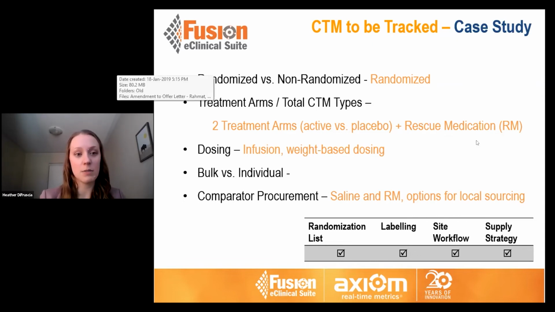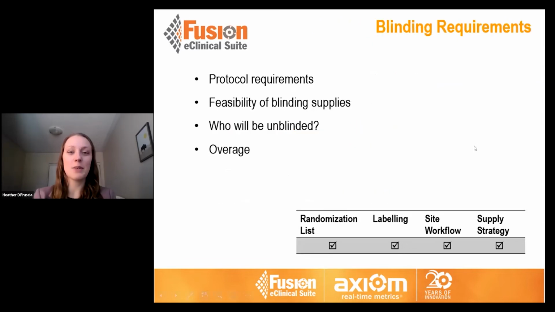Okay. So just moving to our next group, we have our blinding requirements, and we've touched on a little bit about this already. Of course, the blinding requirements are going to stem from your protocol, but again, if we're looking at those protocol requirements up front, then there's some different aspects to consider. And a big part is what's the feasibility of blinding those supplies, and how can that be managed at the site to maintain separate blinded versus unblinded groups.